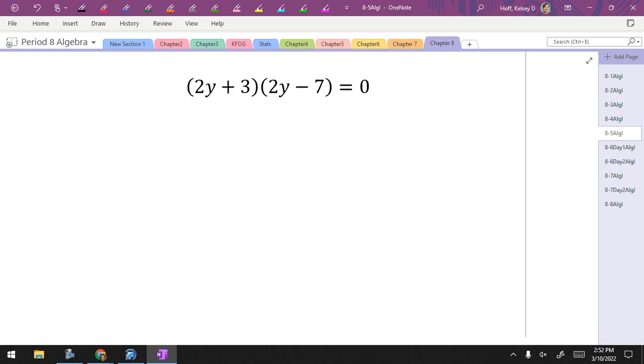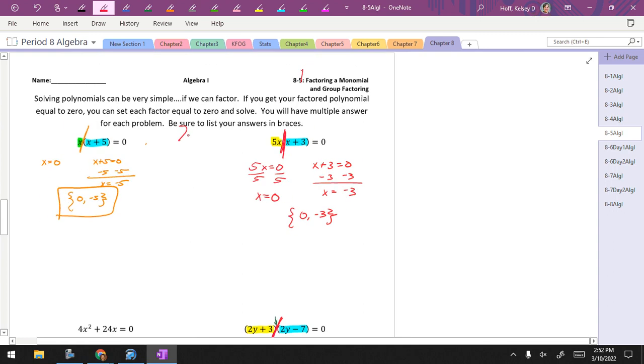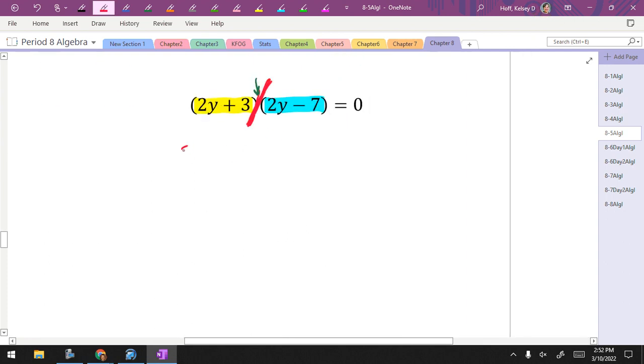How do I know it's already factored? There's multiplication happening right here, right? So one of the factors is 2y plus 3. One of the factors is 2y minus 7. It's set equal to 0. So I split them where they are multiplied. So I say, 2y plus 3 equals 0, and 2y minus 7 equals 0.